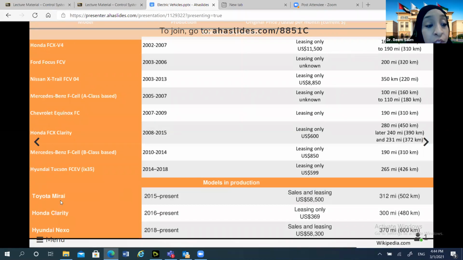Now, the cars that are still in production are the Toyota Mirai, the Honda Clarity, and the Hyundai Nexo. The Toyota Mirai was first introduced in 2015, and it is still being produced up to today. Its sale price is around $60,000, $58,500, and it gives you up to 502 kilometers at full charge, which is again a very good range. The Hyundai Nexo was first produced in 2018 until today. The price is a little bit less than the Toyota Mirai, like $200 less, around also $60,000, but it gives you a 600 kilometers range, which is a very high range even with respect to the fossil fuel cars we have today in the market.